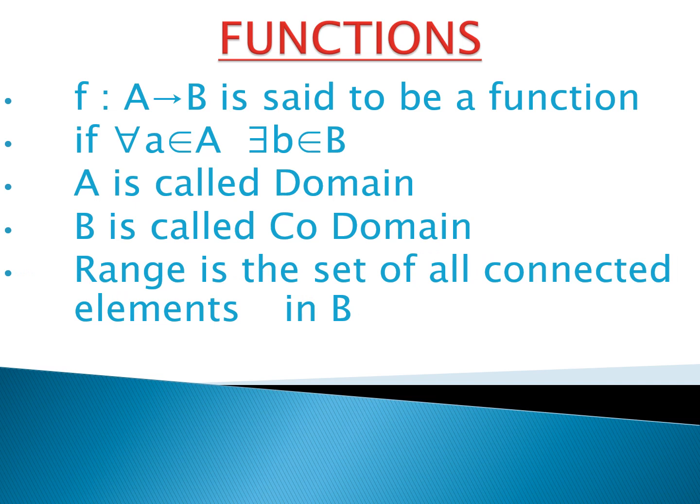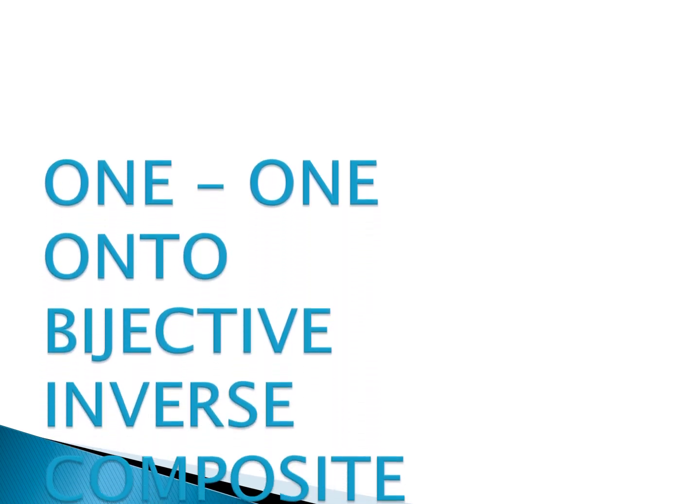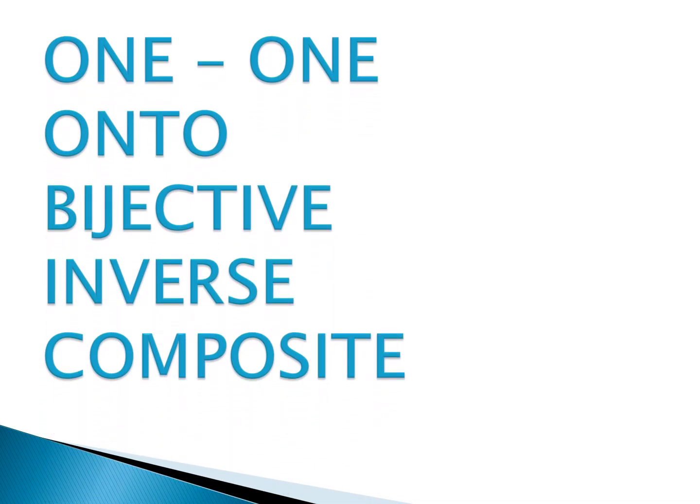Range. We will be talking about range. Range is the set of all connected elements in B. A is called pre-image of B. B is called the image of A under F. One-to-one function, onto function, bijective function. Inverse and composite are not available in the current syllabus.